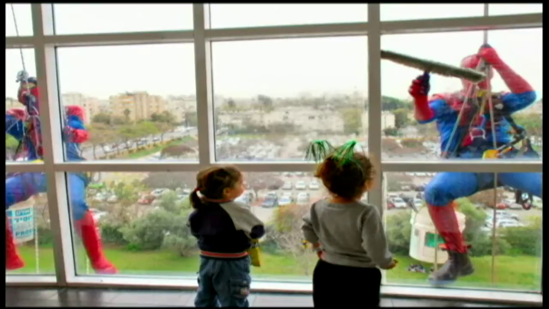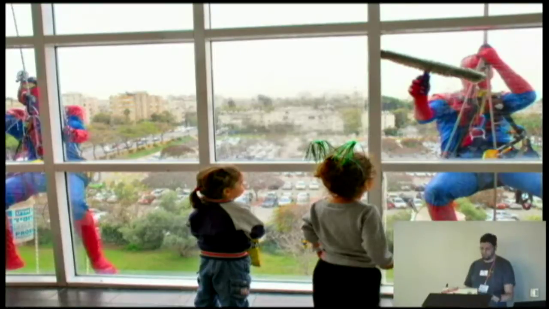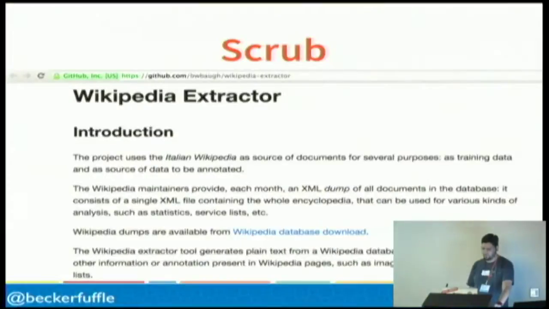So now that we've obtained our data, the second step is to scrub it. The data that's dumped by the Wikipedia export page is in XML format, so we'll need to pull the text out of this XML. I found another library on GitHub called Wikipedia Extractor, and it already kind of does this for you.